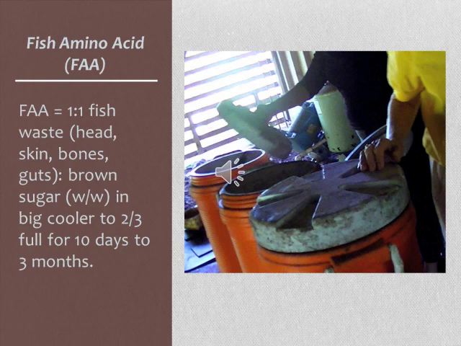Fish amino acids can be prepared by mixing 1 part of fish waste, chopped up head, skin, bones, and guts with 1 part of brown sugar by weight in a big cooler, again about 2/3 full of the container. Let it ferment for 10 days to up to 3 months.